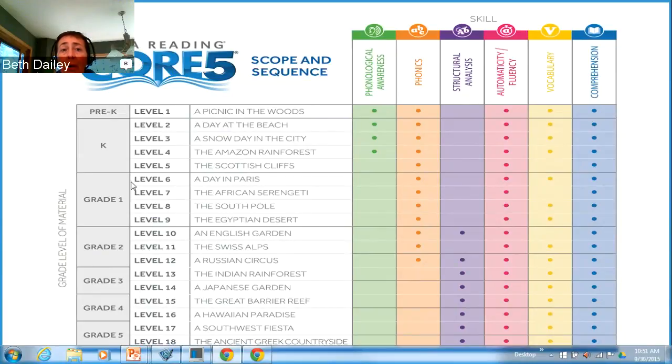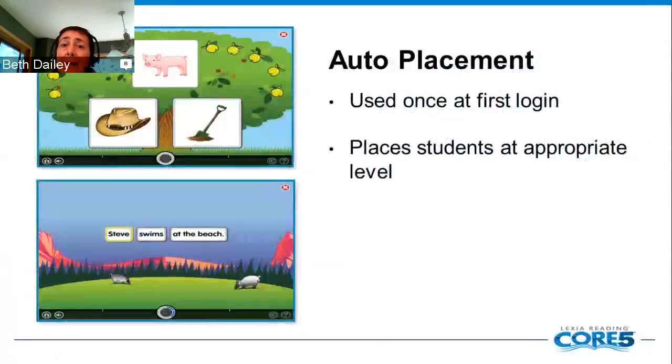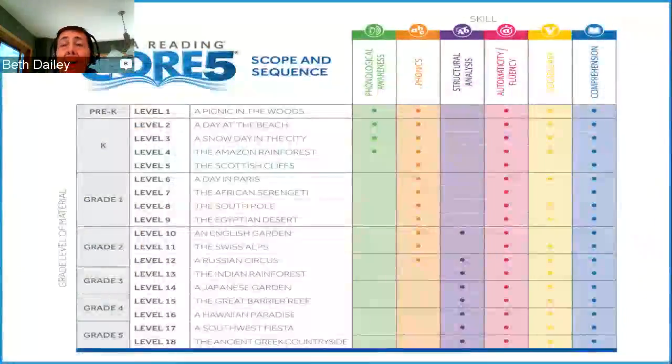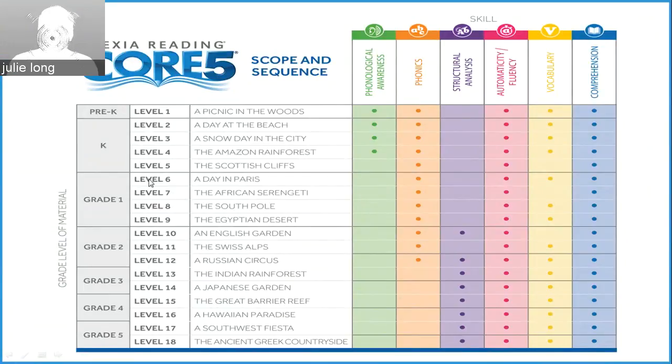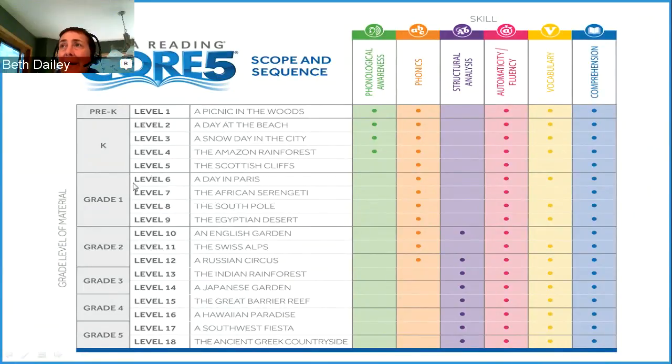So if I am a first grader and I'm placed maybe in level 4 or in level 7, my target is going to be different because I've got a longer way to go to get to that benchmark if I'm starting in level 4 versus level 7. When students first start using Lexia, they experience an auto placement test. The first time they log in, they are given some word recognition and comprehension questions at the start of their grade level. So if I'm a first grader, I'm going to experience word recognition and comprehension questions at level 6, and then the test will level me up or down depending on how I respond.